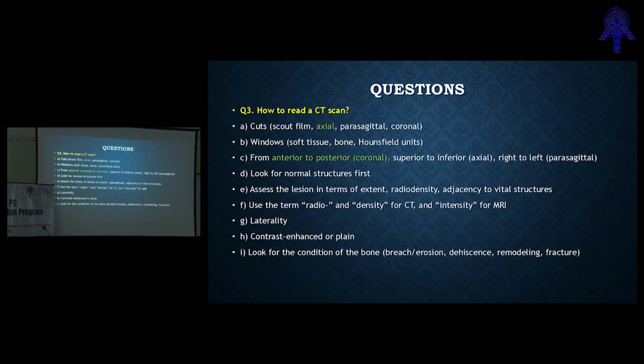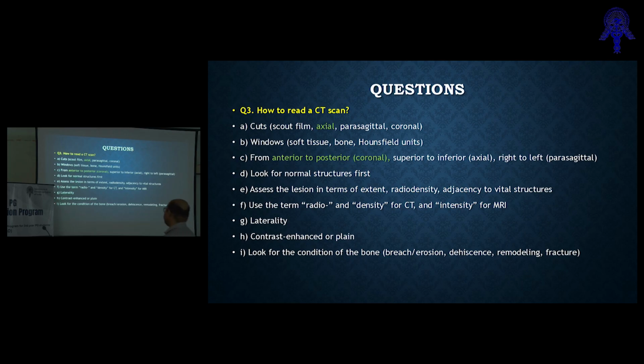So, first of all the cuts. Initially you should look for the scout film if it is there, not always it is there, and there are different cuts, axial cut, parasagittal and coronal, of which the axial is the primary cut because it is the position of the patient in which the cut is being taken. All other cuts, parasagittal and coronal, are reconstructions.